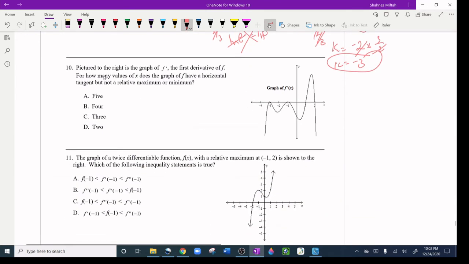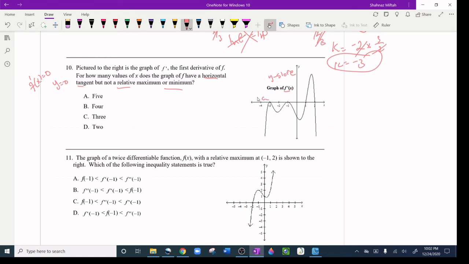Question number 10. The picture to the right is the graph of f prime. If this is the graph of f prime, it means every y value is a slope. The first derivative. For how many values does the graph have a horizontal tangent where the y is equal to 0? Horizontal tangent means when the derivative is equal to 0. Since for the derivative every y value is a slope, then I'm looking for technically y equal to 0, but not relative max and min. So my horizontal, y equals 0.